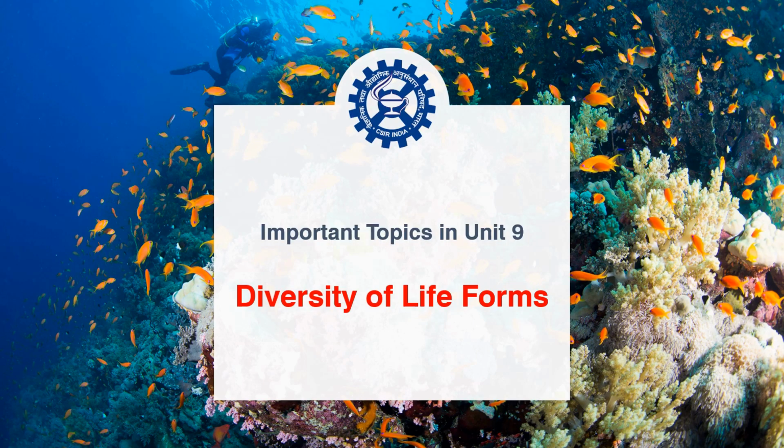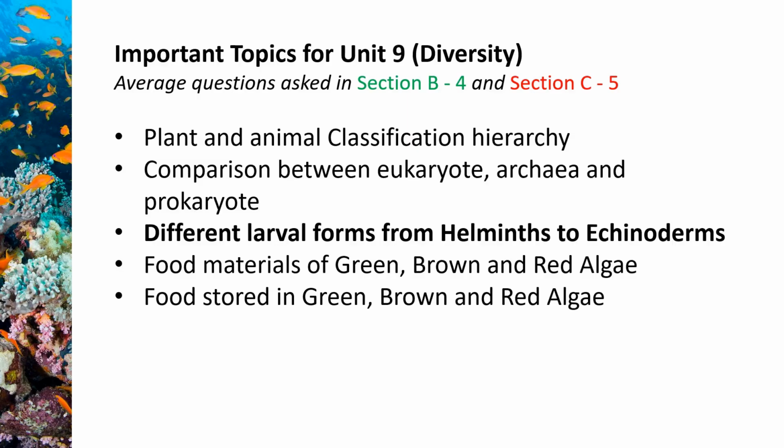This is again a vast unit, like animal physiology, but to save your time in the unit Diversity of Life Forms, the important parts to grab from Unit 9 are plant and animal classification hierarchy, comparison between eukaryote, archaea, and prokaryote, different larval forms from helminths to echinoderms, and food materials stored in green, brown and red algae. Mostly the unit is memory-based, however covering larval forms of helminths to echinoderms would be beneficial.